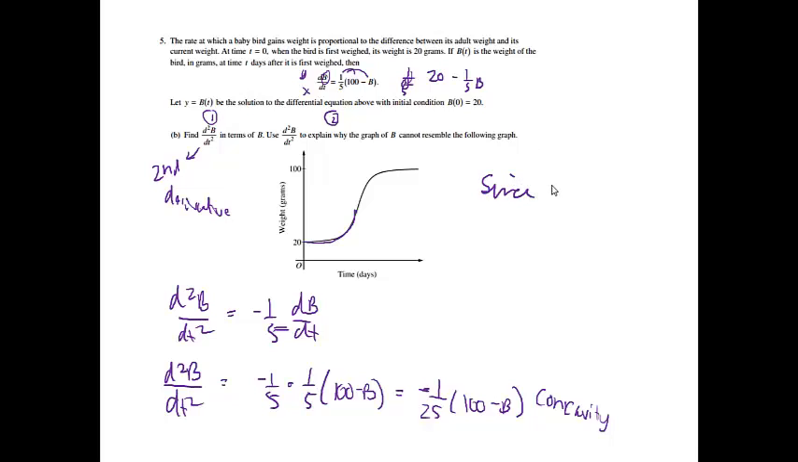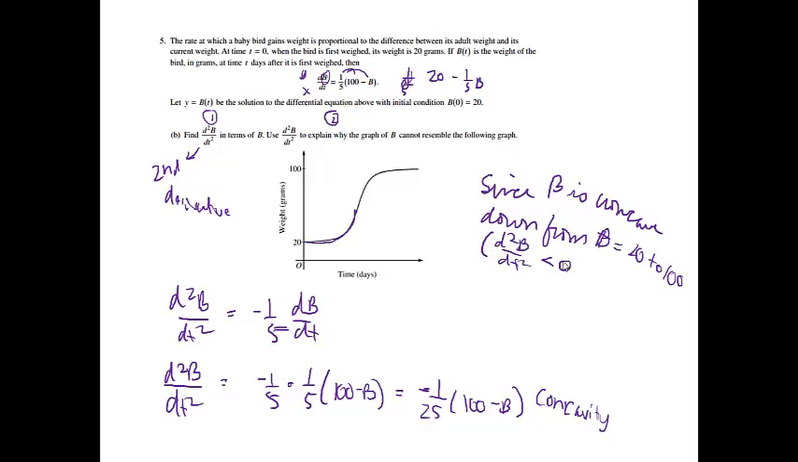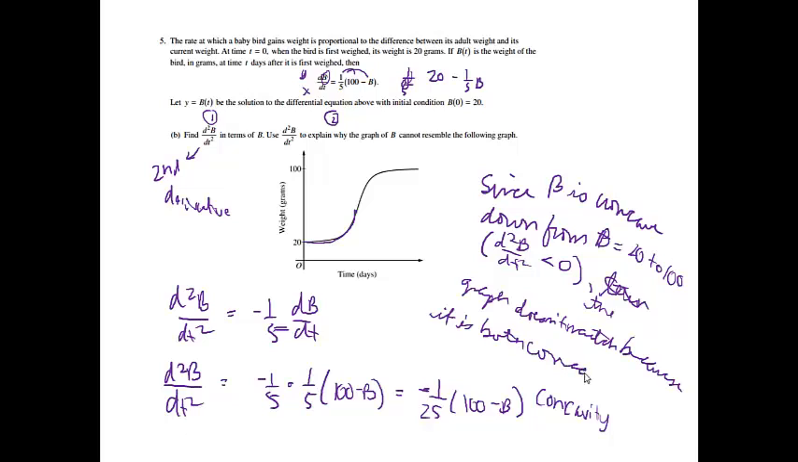I'm going to say since b is concave down from b equals 20 to 100, and I'll just put in here d squared b over dt squared is negative, then since the graph doesn't match because it is both concave up and down. So that would be my explanation.